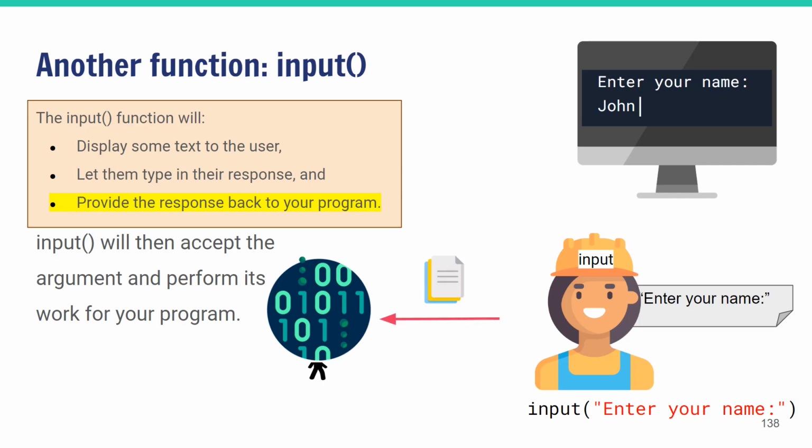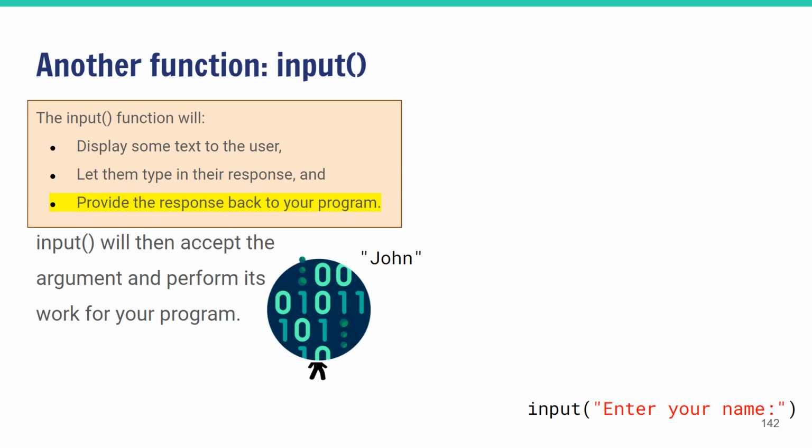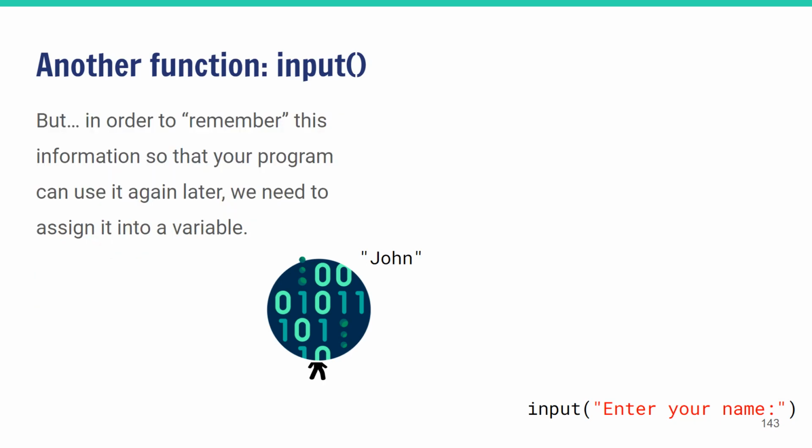So in this situation, the input function does return information back to the program. It's going to take the response, which is going to be a piece of text or a string, and give that back to the program. But in order to remember this information that was given back to the program, your Python program will need to assign it into a variable.